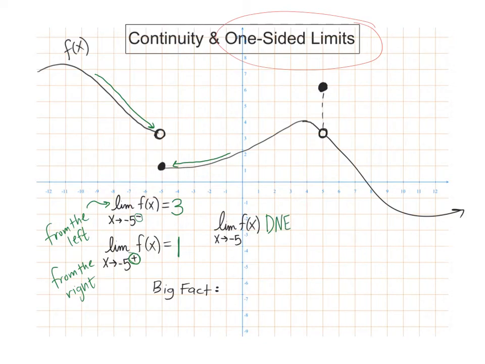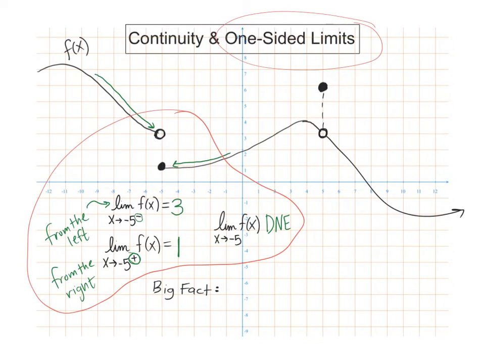So all of this is discussing what's going on at x equals negative 5. The limit from the left is 3. The limit from the right is 1. The limit does not exist because the limit from the left has to match the limit from the right in order for the limit to exist.